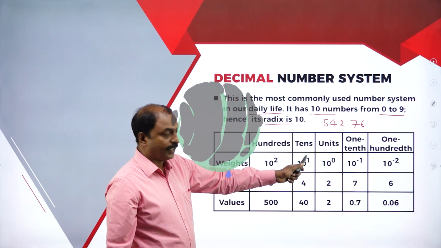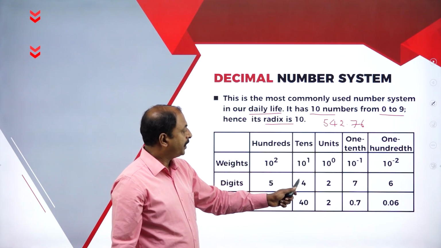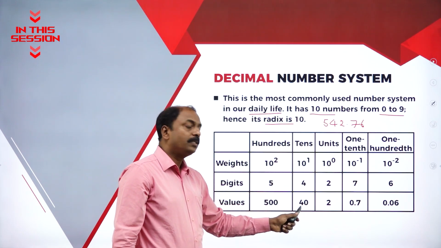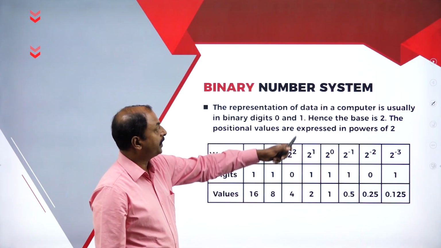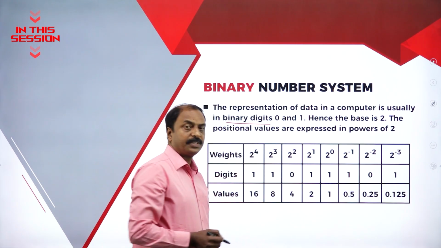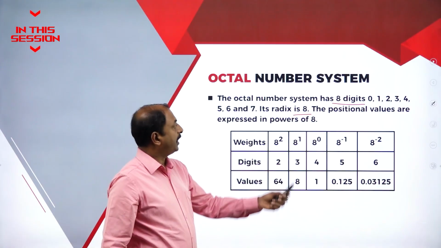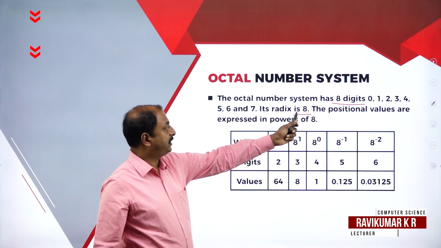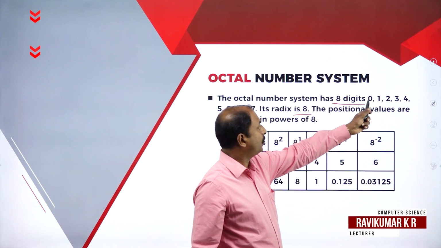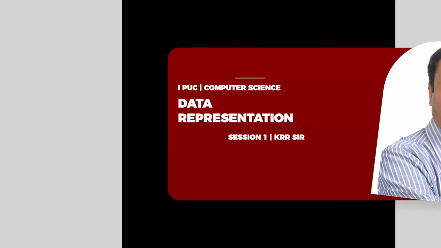10 to the power of 1 is 10, and multiplied by 4, that is 10 into 4, is 40. So its value is 40. The representation of data in a computer is usually in binary digits. This we have learned in the basics. The radix is nothing but the base. Base is 8, so it consists of 8 digits starting from 0 to 7.